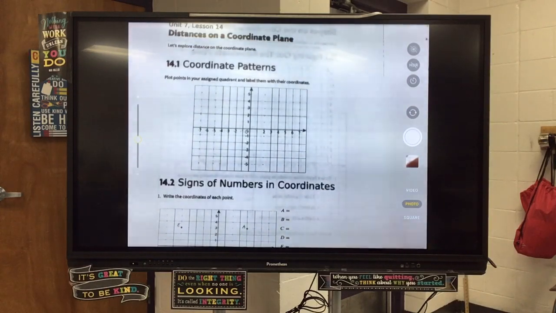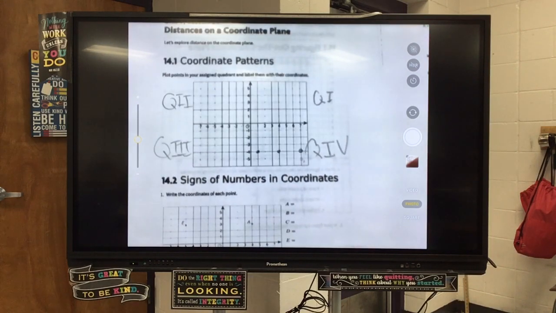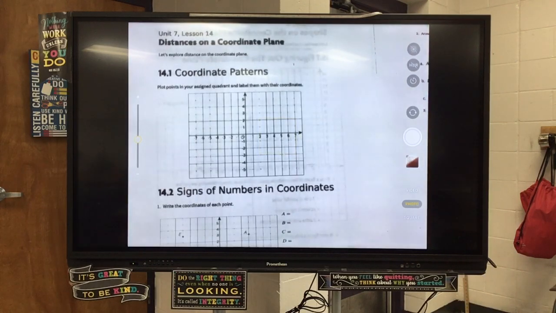All right, do I have a volunteer from a group that would like to come up and just put their coordinate plane up underneath the iPad? All right, someone from Gabby's group. Quadrant four. Okay. Where are your points though? Because I don't see the coordinates. Go back and label them real quick. All right, Abby, someone from your group.